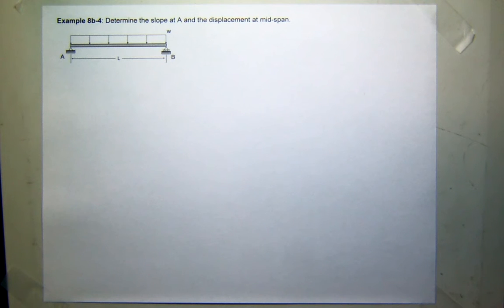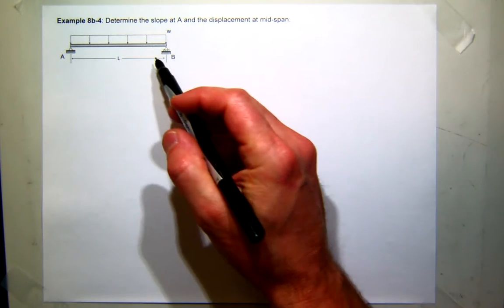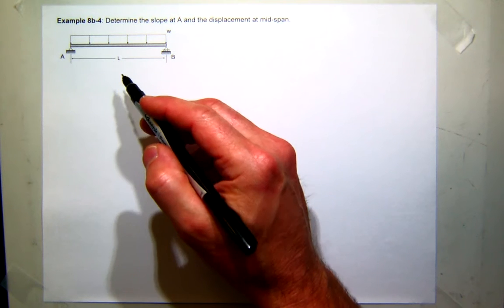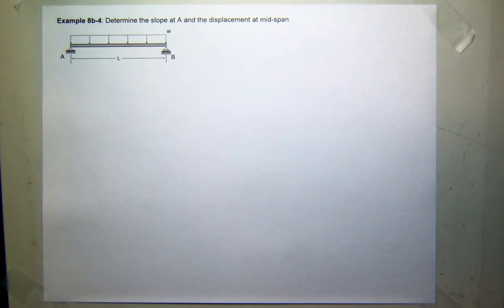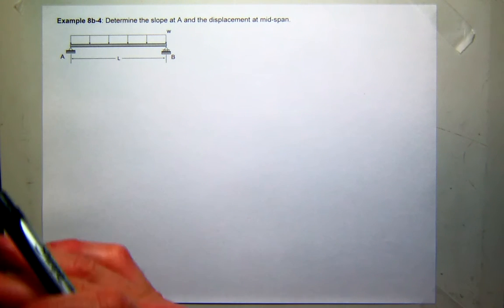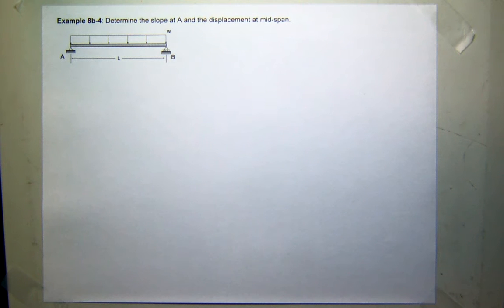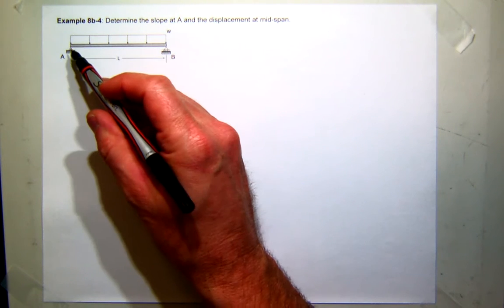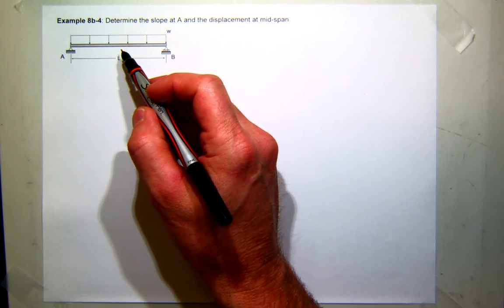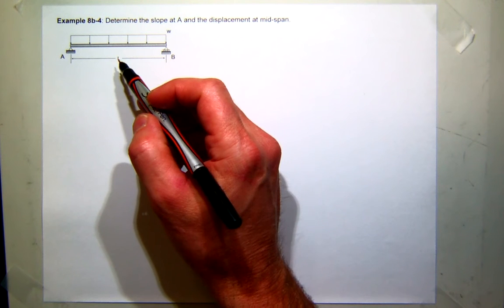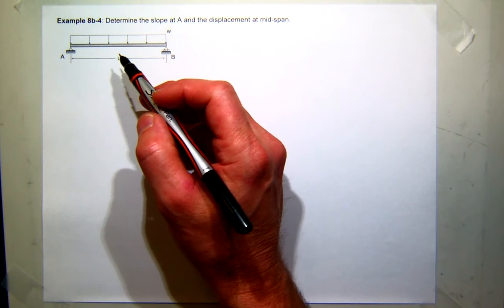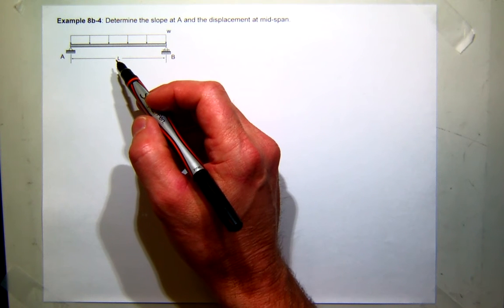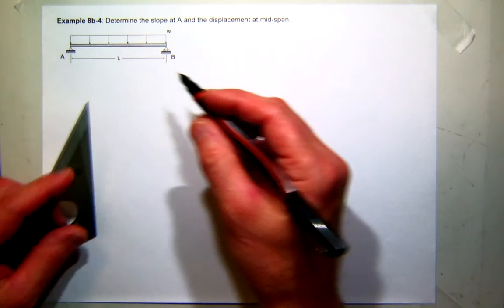Okay, so let's try this one. I'm going to show you this one to kind of show you how conjugate beam can start to break down. It will work, but it'll be a little more challenging to deal with. So the first thing I'm going to do is try to find the slope at A and the displacement at the midpoint. I'm going to use conjugate beam. I know we could solve this problem, and we have, using direct integration, but this will be a kind of compare and contrast.